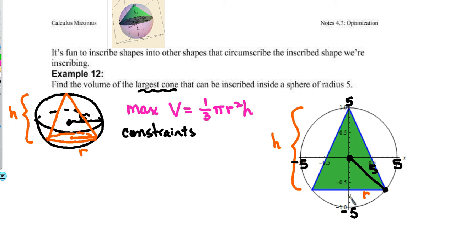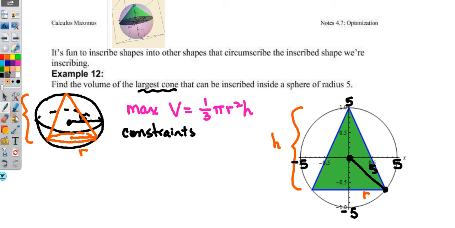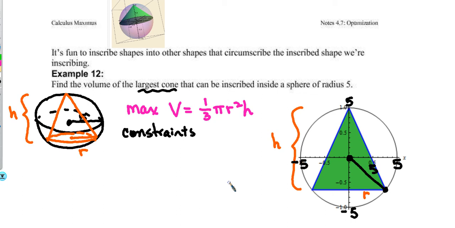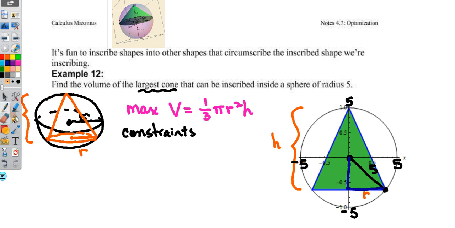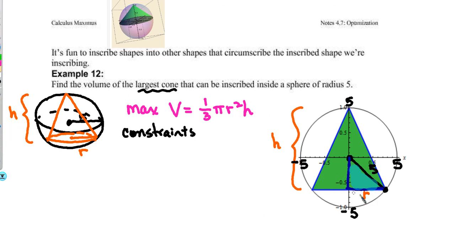Now, the trick to this one is similar to the previous problem, in that we need a new variable to relate r and h to, that we can then use as a substitution. It's almost like a system. The trick is to recognize that we have a right triangle. The triangle that we're looking at, if I shade it in right here, has a leg of r, a hypotenuse of 5, and this side, let's just call it y for a moment. So I can get a relationship between y, r, and 5 by using the Pythagorean theorem.